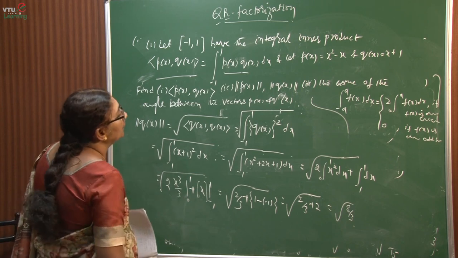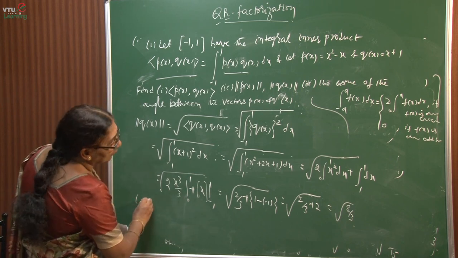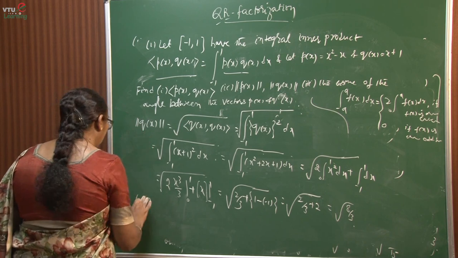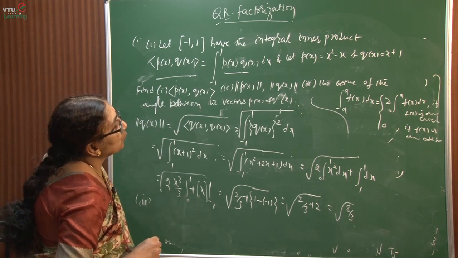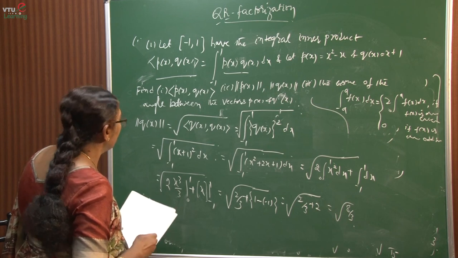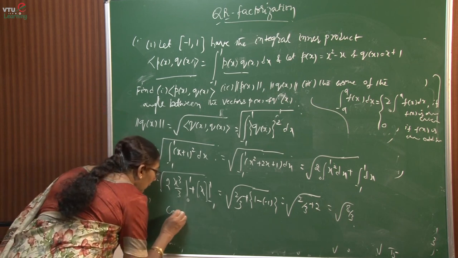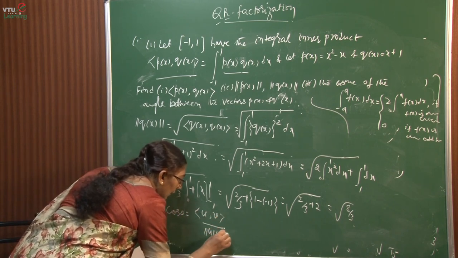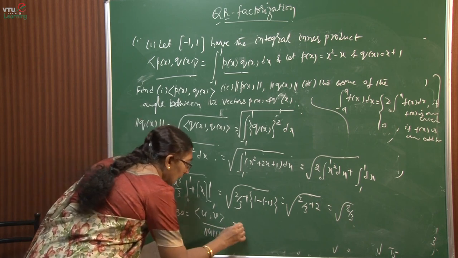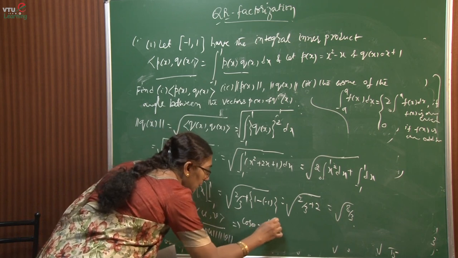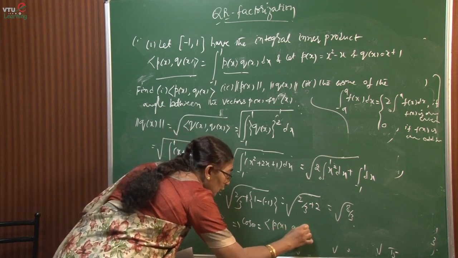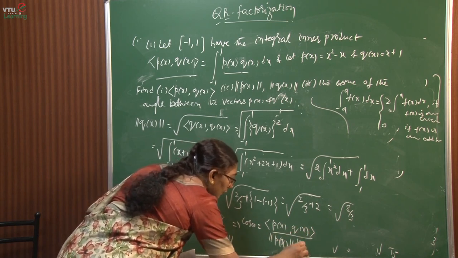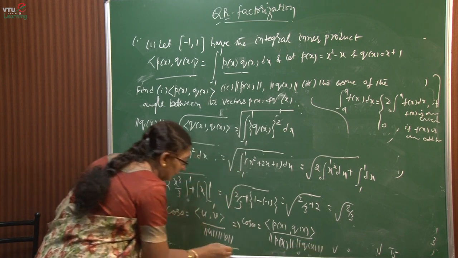What is the next one I want to find out? The third one, fourth one actually. First one, second one, third one. These two come under the second one only. This is the third one. The cosine of the angle between the vectors P of x and Q of x. The formula I have is cos theta is nothing but the inner product of u comma v divided by norm of u into norm of v. In this case, u is P of x and v is q of x, divided by norm of p of x into norm of q of x. This is the general formula to find out cos theta.